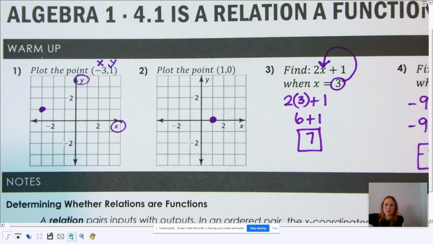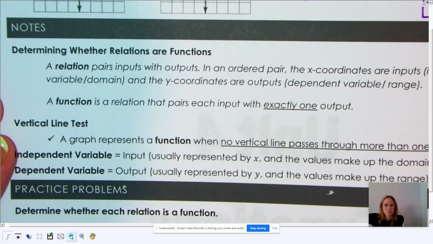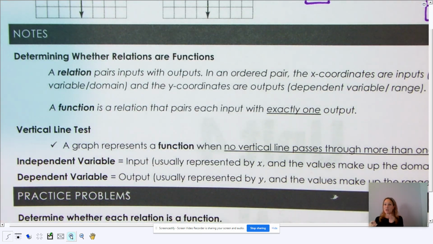Okay, so for your notes, we are going to be determining whether relations are functions. So a relation just pairs any inputs with outputs. A function is where each input has only one output. So for example, if I plug in a 5 and the first time I plug it in, it came out 10, every single time I plug in a 5, it should come out a 10. That's what a function is.